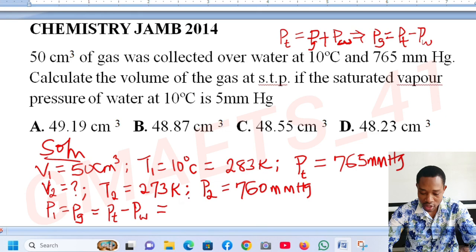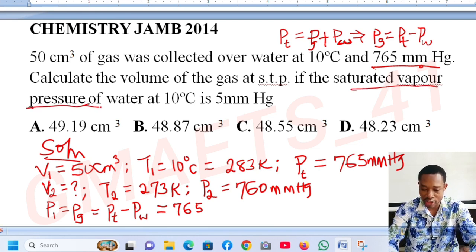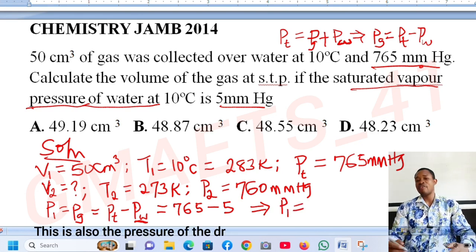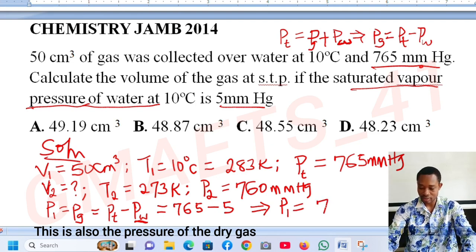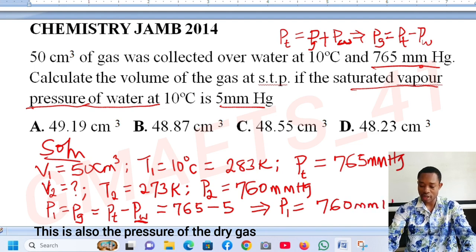And if you substitute, the total pressure is equal to what? Total pressure was given to be 765 millimeter of mercury. You can see that here. Are you following? Then the pressure of the water vapor, you can see that saturated vapor pressure of water is 5 millimeter of mercury. This is going to be minus 5. If you simplify this, the implication is that the initial pressure of the gas, P1, 765 minus 5 is going to give us 760 millimeter of mercury.